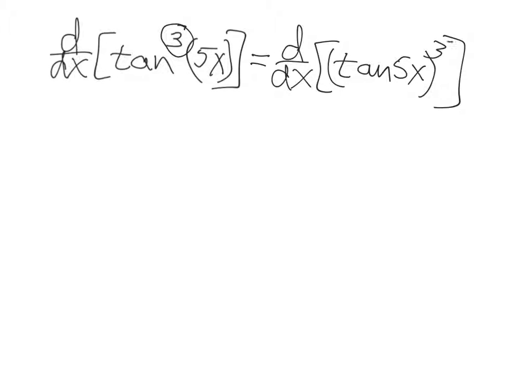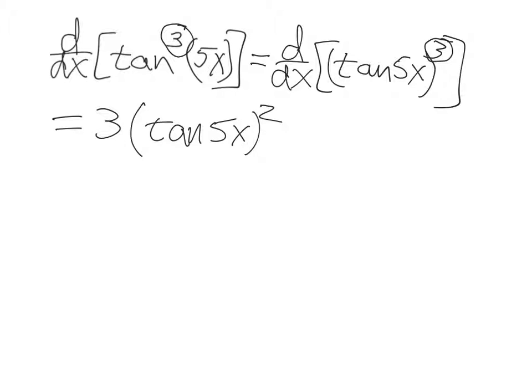The outside then will be the power. So to begin with, we'll have 3 times the tangent of 5x to the 2nd power. Okay, that'll be our derivative of the outside. Then we take the derivative of the inside. Well, again, here is where we see there's 2 different insides. The next inside would be the tangent, and then finally the very, very inside would be the 5x.